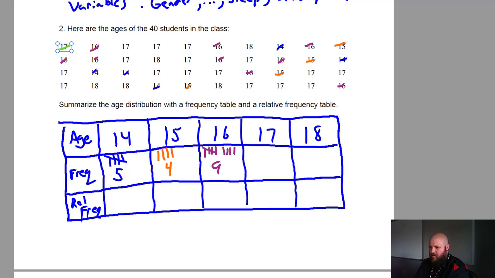So 17, we got 1, 2, 3, 4, 5, 6, 7, 8, 9, 10, 11, 12, 13, 14, 15, 16, 17. So we got 17 of 17. So I'll put our tally marks. It's 5, 10, 15, 16, 17. So we got 17 total there.